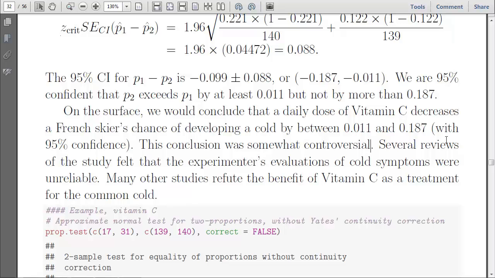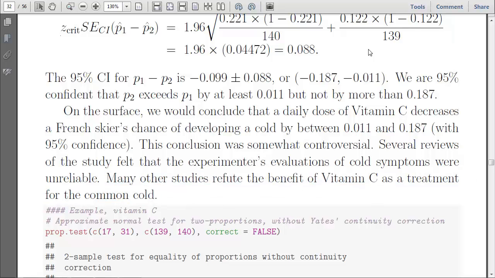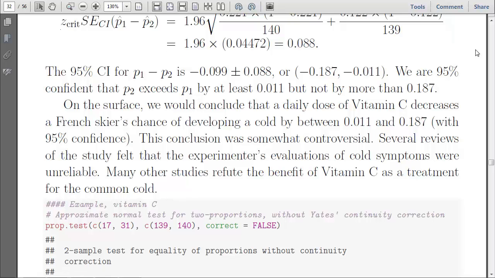There have been future studies that say that vitamin C is not that useful, and that in fact it could just be that in this sample of 279 skiers we just got an unlucky batch, in that they weren't representative of the effects of vitamin C and placebo, and we by chance found a treatment effect where there isn't any. And there's a 5% chance that that happened.